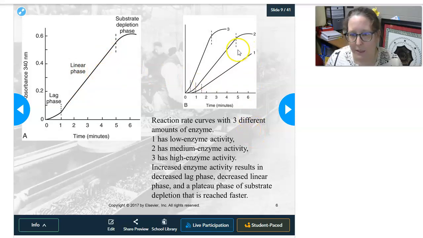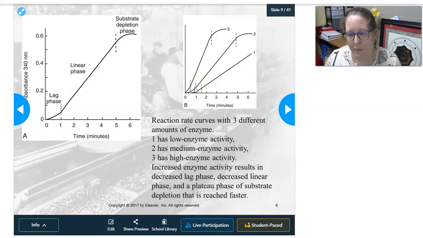Also, this shows reaction rate curves with 3 different amounts of enzyme. 1 has a low enzyme activity, then 2 has a little bit more, and 3 has the highest. Basically, an increase in enzyme activity results in a shorter, decreased lag phase. If you look at 1, the lowest amount, the lag phase looks like it's 1.5 minutes. But if you look at 3, which has the highest enzyme concentration, its lag phase is only 30 seconds. So it gets out of lag phase faster.